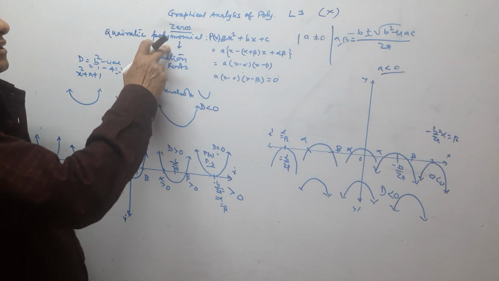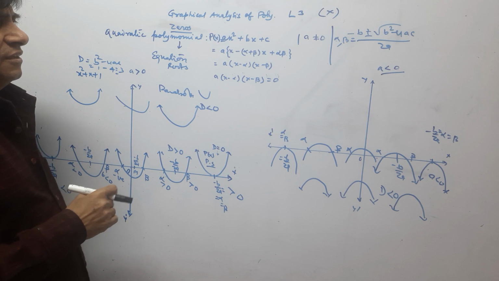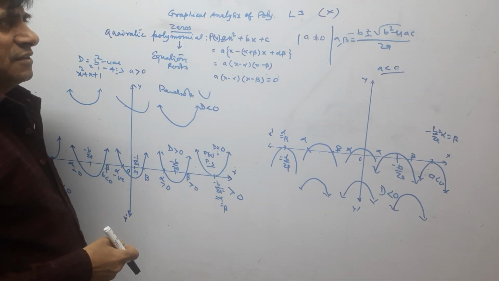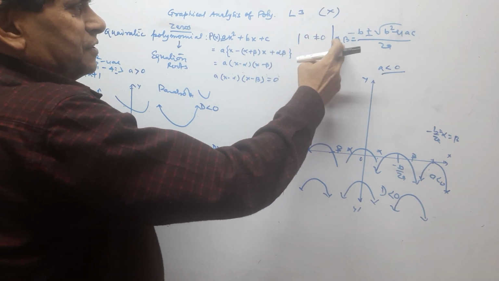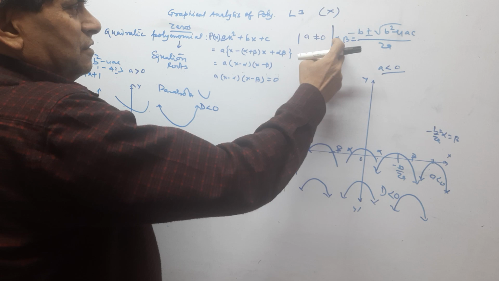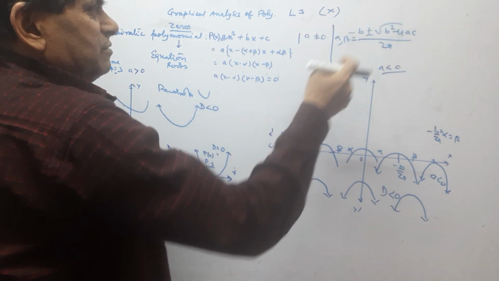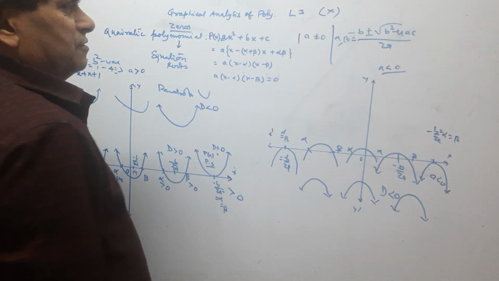Quadratic polynomial. I have selected the topic quadratic polynomial. p(x) is equal to ax square plus bx plus c, where a is non-zero. So what are the zeros? The quadratic formula you know: alpha and beta will be minus b plus minus square root of b square minus 4ac, the whole divided by 2a.